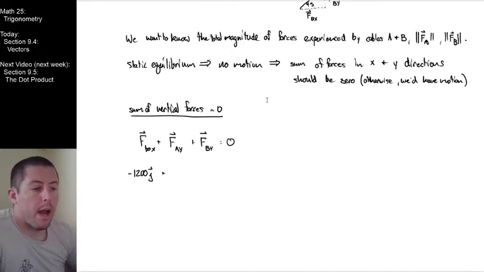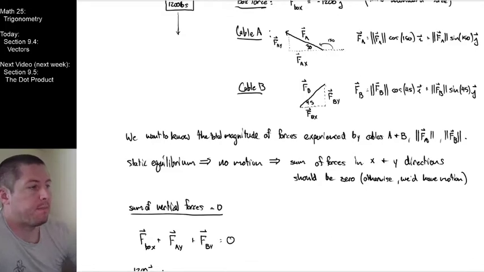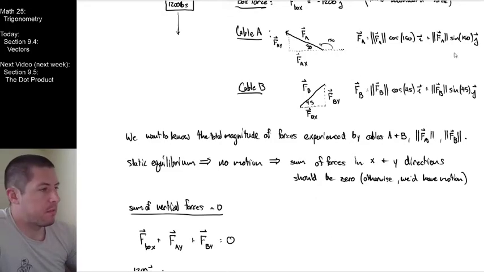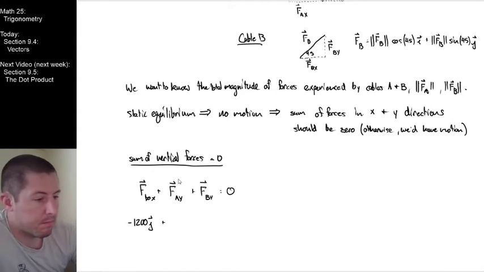What's my y component of the A line right here? That should be this term right here. This is my y component of cable A's force, so I'm going to get the magnitude of A's force times sine of 150. That's also a J component there.